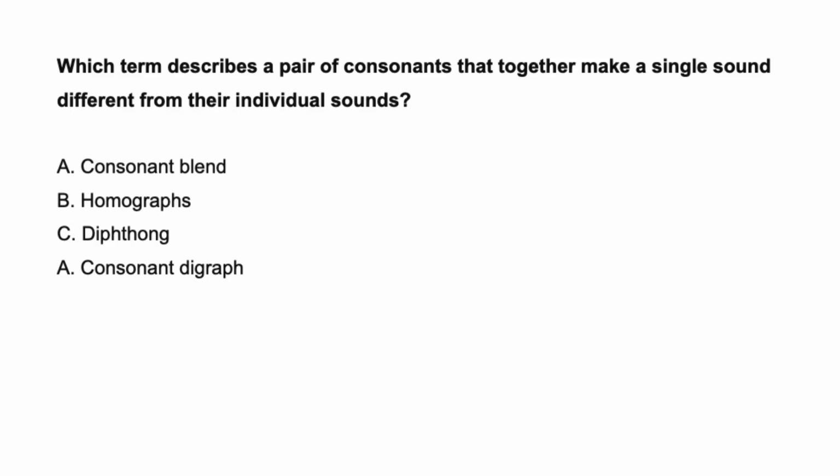Next question. Which term describes a pair of consonants that together make a single sound different from their individual sounds? A, B, C, or there's an A down there. Should be D. All right, let's have a look. The correct answer here is D, consonant digraph. Now, a consonant digraph is a pair of consonants that create a single sound distinct from individual sounds, such as the SH in ship or the CH in chart.